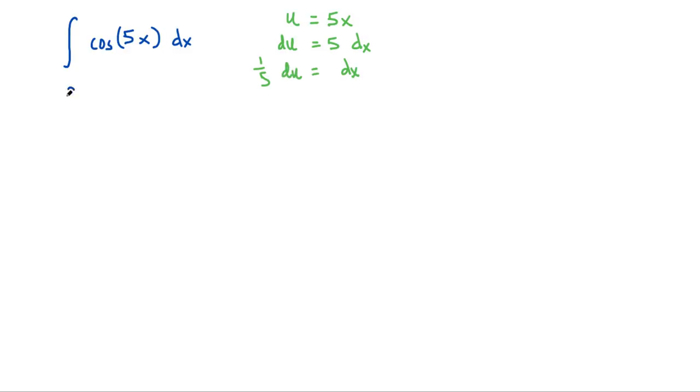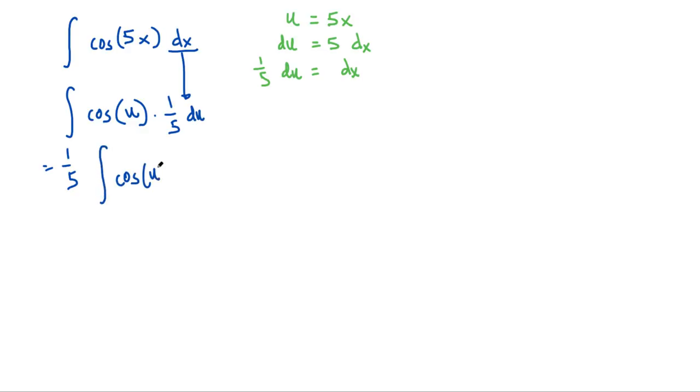Let's rewrite our integral. This becomes the integral of cosine of u, and dx is now replaced by 1/5 du. I can factor out this 1/5, so this becomes 1/5 times the integral of cosine of u du. I can find that antiderivative. The antiderivative of cosine of u is sine of u, and simplifying one more step, putting that u back in terms of x, that becomes 1/5 sine of 5x.